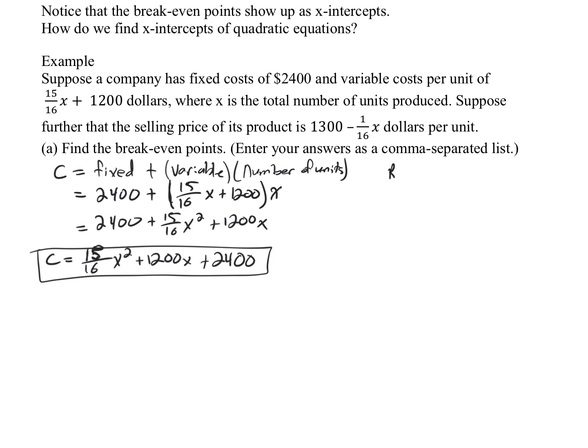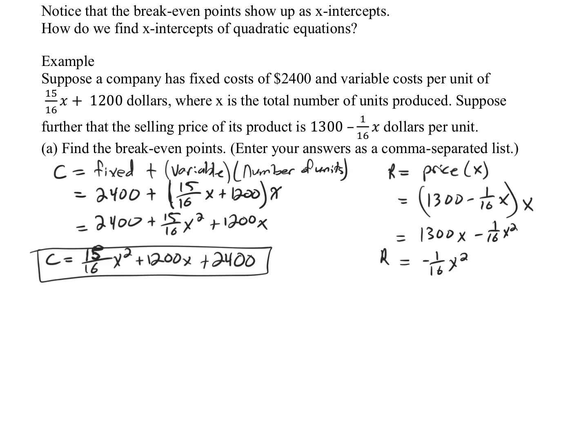Let's come up with our revenue function at the same time. Revenue is equal to a price times x, or times the number of units. So in this case, it's equal to 1,300 minus 1/16 x times x. So that's 1,300x minus 1/16 x squared. So I'm going to write down that revenue is equal to negative 1/16 x squared plus 1,300x.